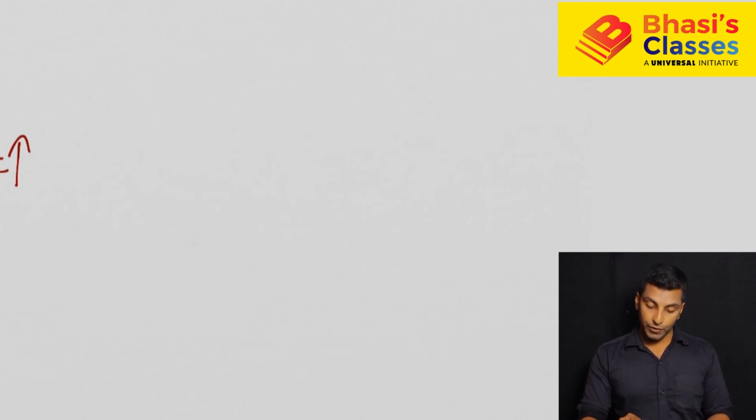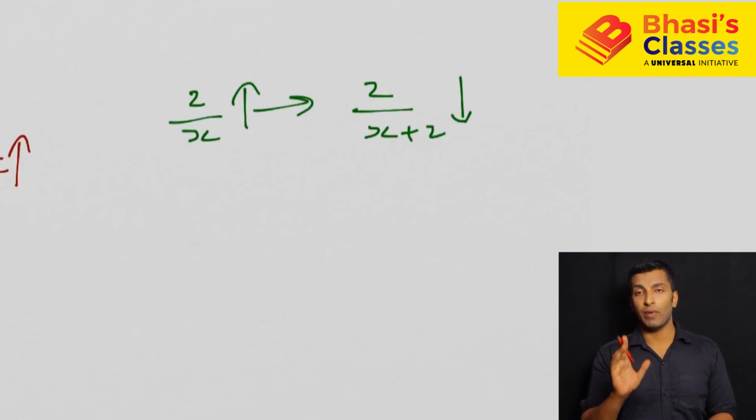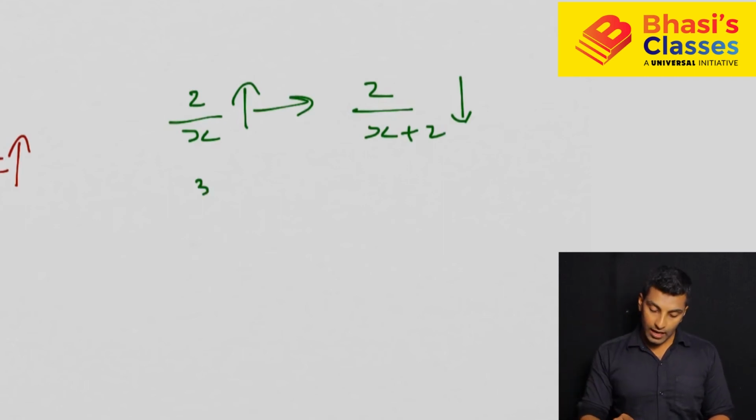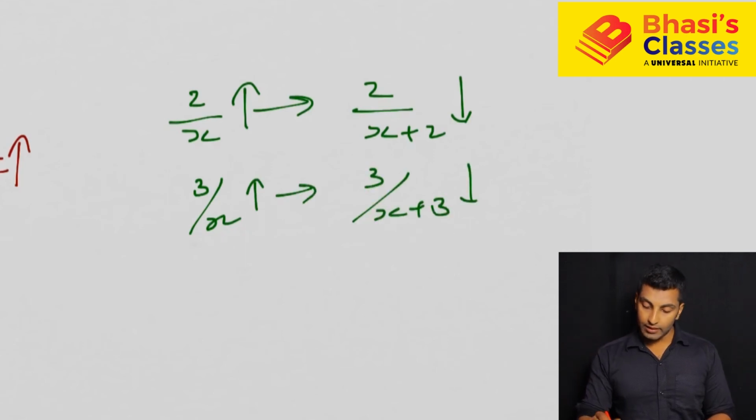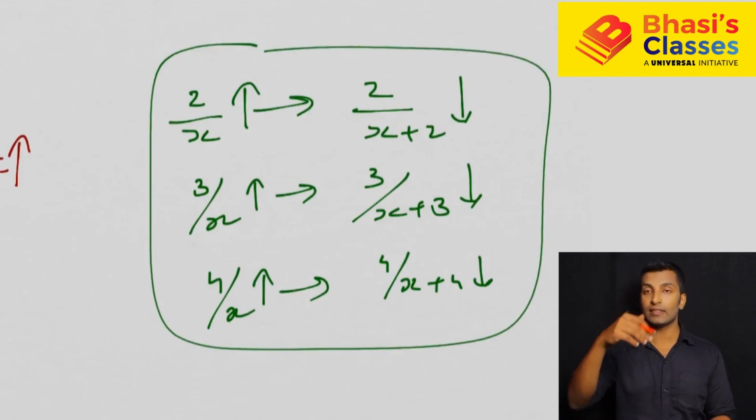It's like this. If 2 by x increase, it will lead to 2 by x plus 2 decrease. Very much like the same: 1 by x, 1 by x plus 1; 2 by x, 2 by x plus 2. Then what if it is 3? 3 by x increase will lead to 3 by x plus 3 decrease. What if it is 4? 4 by x increase will lead to 4 by x plus 4 decrease. And the same is applicable when it is decrease also.